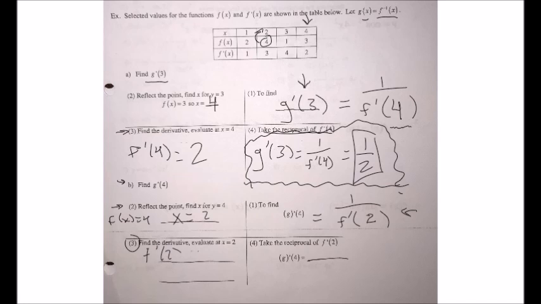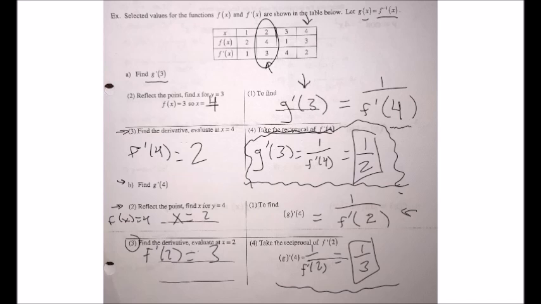F prime of 2 equals... f prime of 2. So let me circle that right here. F prime of 2, 3. I don't know why I had that second line there. My bad. So g prime of 4 equals 1 over f prime of 2, which is 1 over 3. This is all the work I would have shown if I didn't have this nice little t-chart to show me.